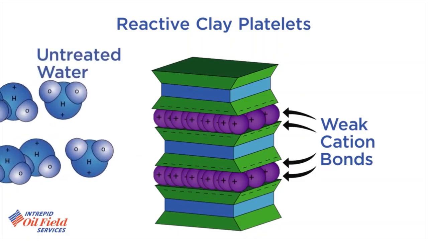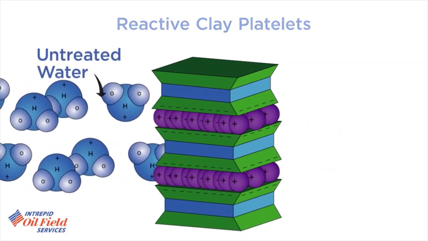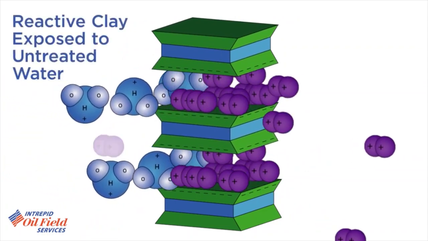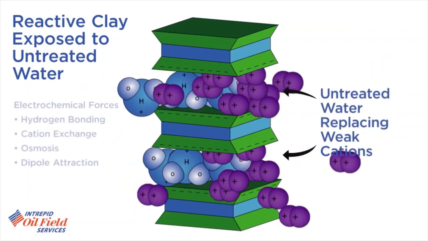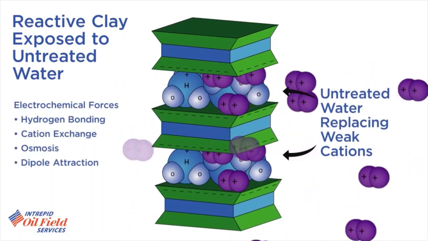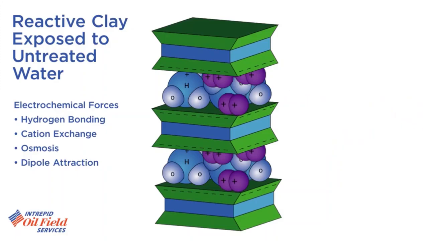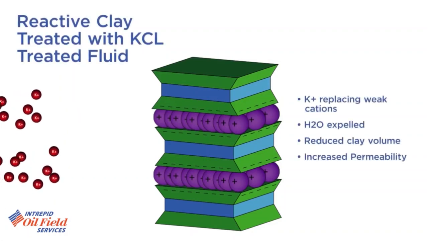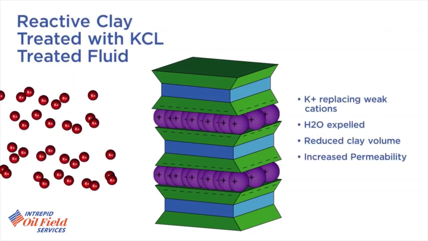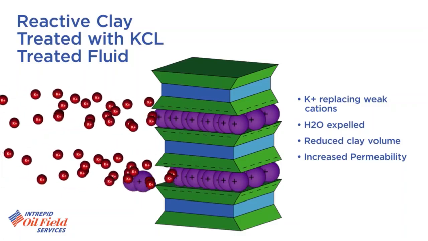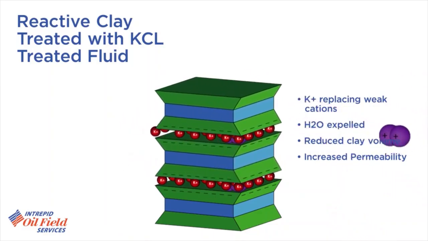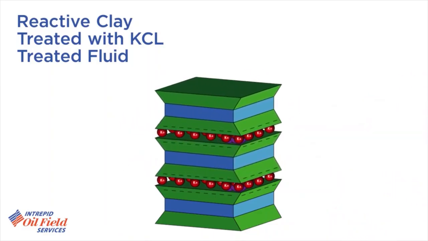When exposed to fresh water, the bonds are broken by water molecules, which are absorbed between the platelets, increasing the distance between the platelets by several electrochemical forces, including hydrogen bonding, cation exchange, osmosis, and dipole attraction, which causes the swelling. When smectite plates are exposed to a KCl brine, the bonds from the initial water molecules that were already attached are broken. The K+ ions attached to the negatively charged clay surfaces pull the platelets together and, in the process, expel the water and shrink the clay.